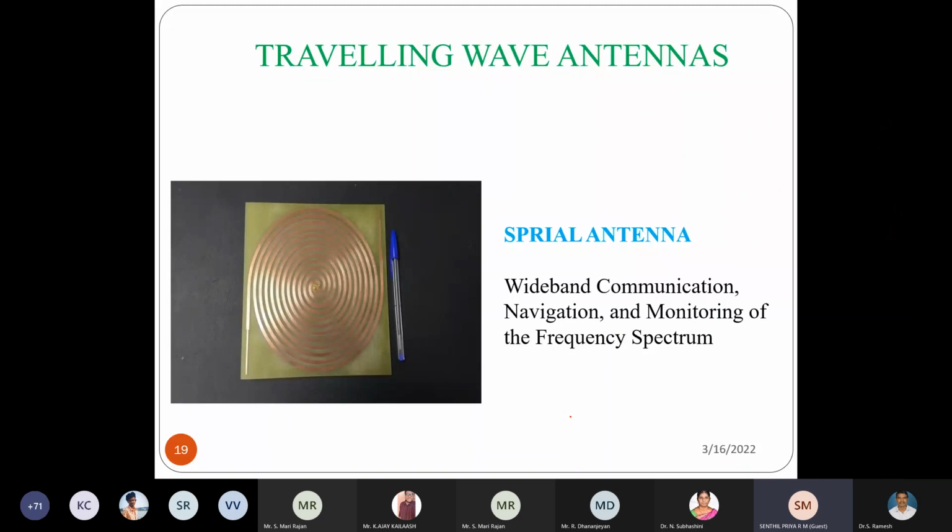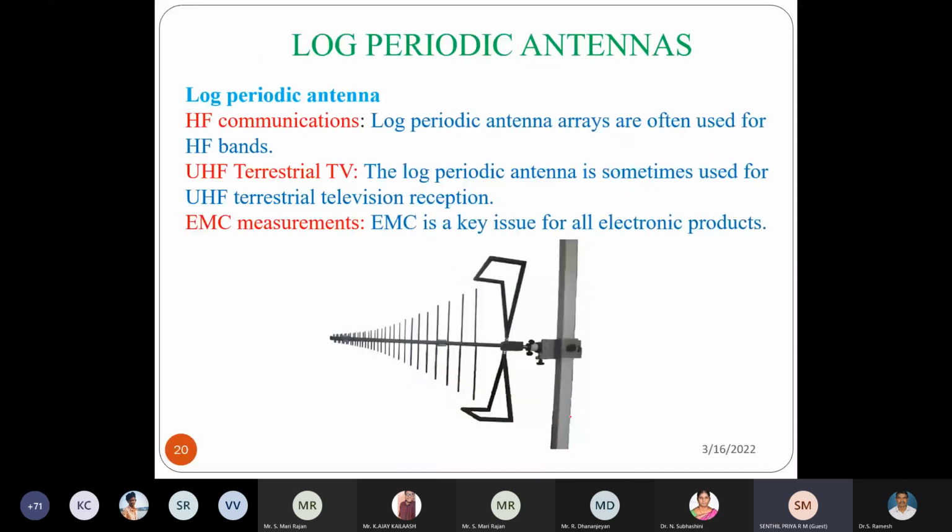So wideband communication, what is the band? Each and every network, Airtel, Aircel, whatever network you are using, has a particular spectrum. So we can go for the particular band of frequency, right? That is what the frequency spectrum is. Now, the next one is log periodic antennas.